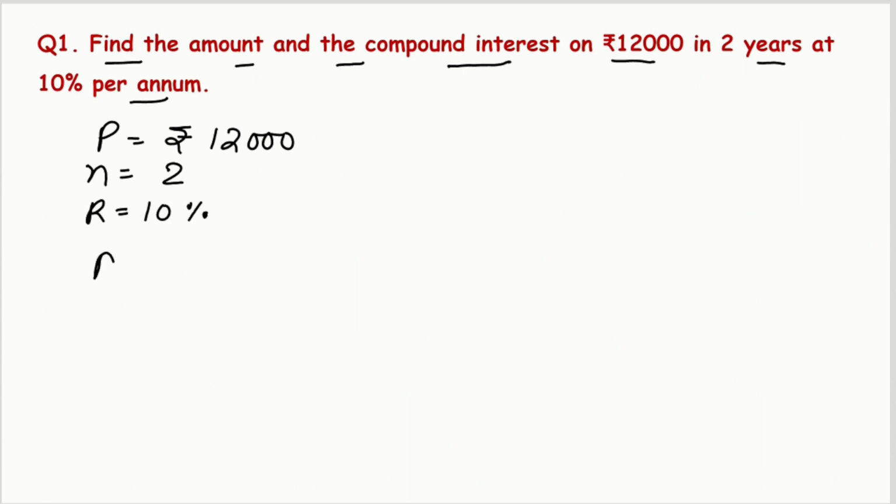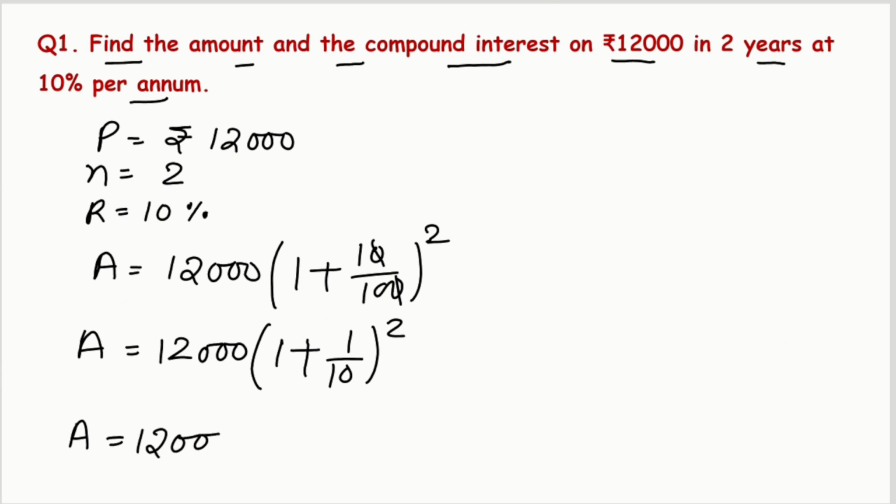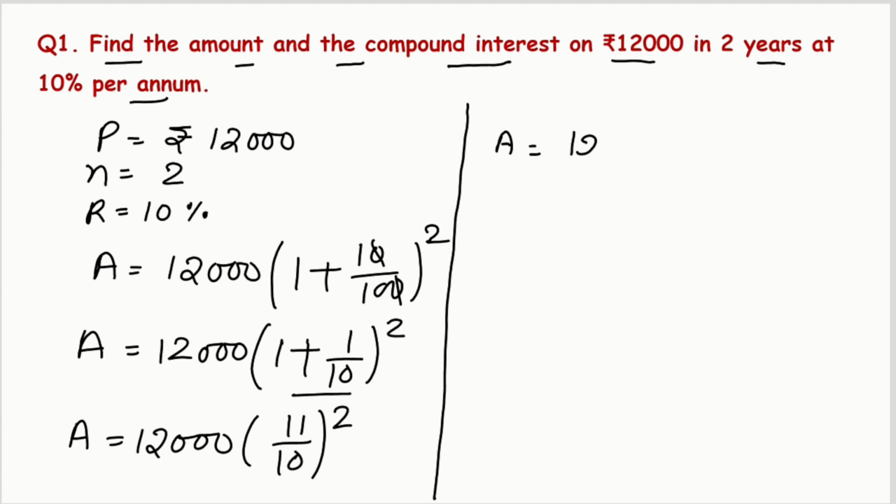Now substitute the values to find A. A equals 12,000 (1 + 10/100)^2. Now by calculating this, the 0 will be cancelled with the 0, and the sum of 1 plus 1/10 is 11/10, to the power 2. So we get A equals 12,000 times 11/10 times 11/10, because we have the power of 2, so we write 11/10 two times.